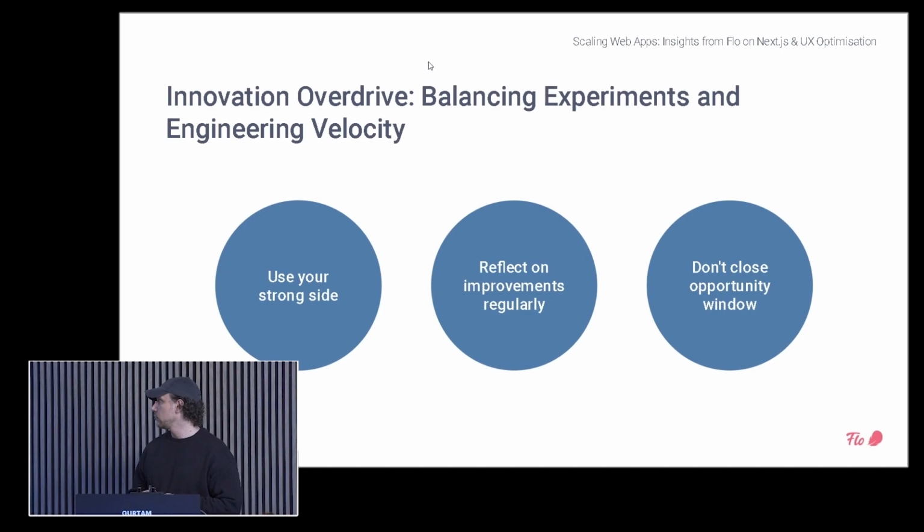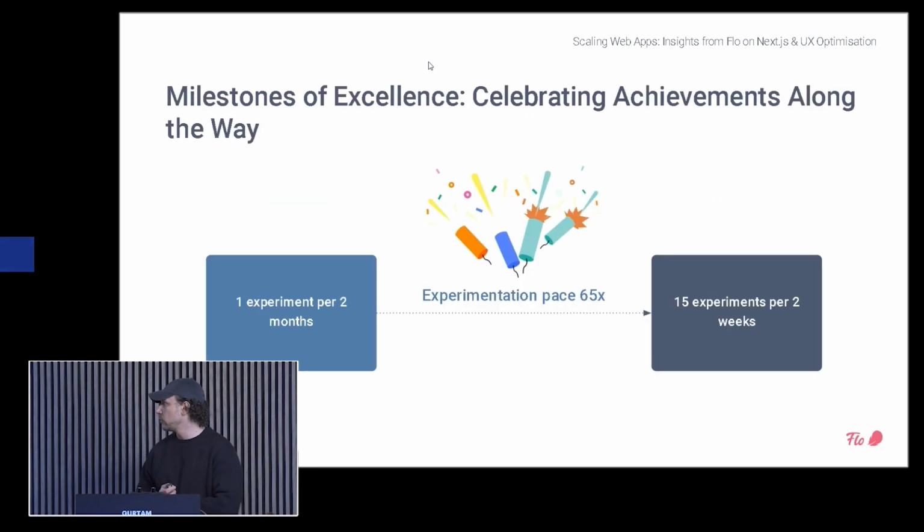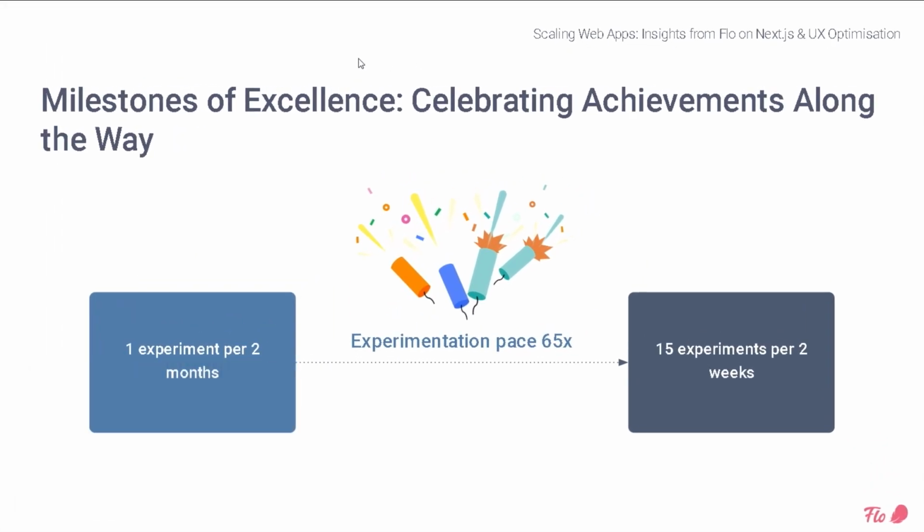And as a result of this improvement, we got a 65 times increase in experimentation pace, from 1 experiment per 2 months to 15 experiments per 2 weeks. And that was a real celebration when we understood that we had achieved it.